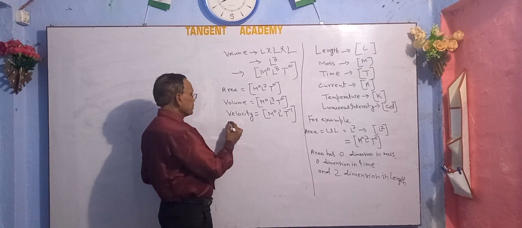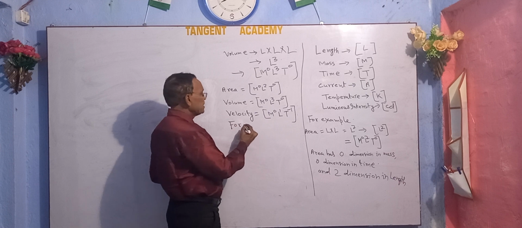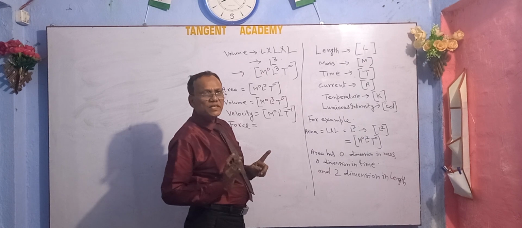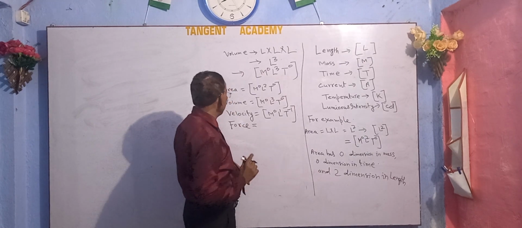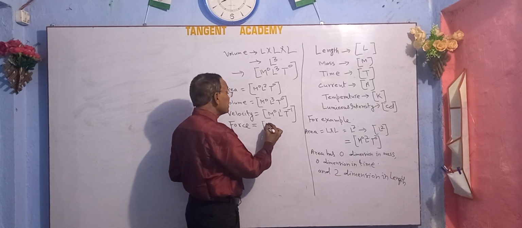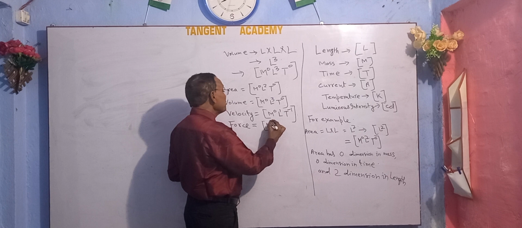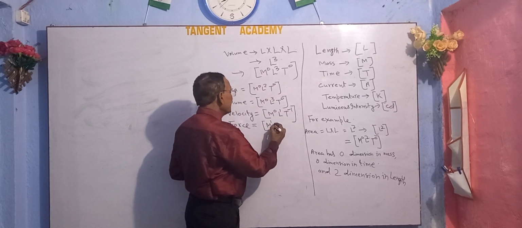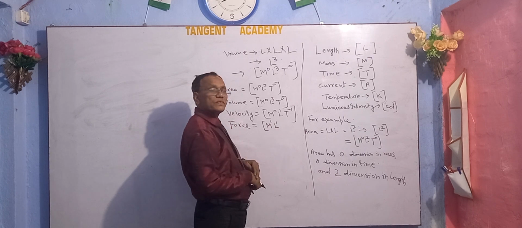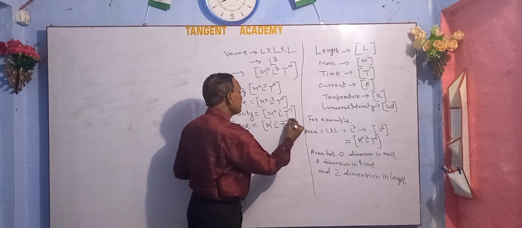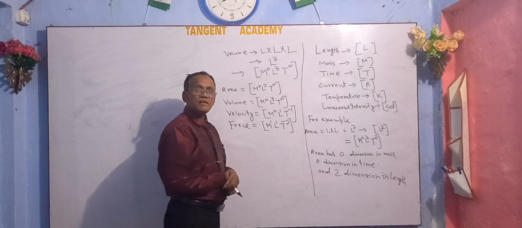Let us take force. Force is nothing but kg meter per second square. Its SI unit is kg meter per second square, which is known as Newton. Kg means it has dimension 1 in mass. Meter has 1 dimension in length. Per second square has minus 2 dimensions in time.